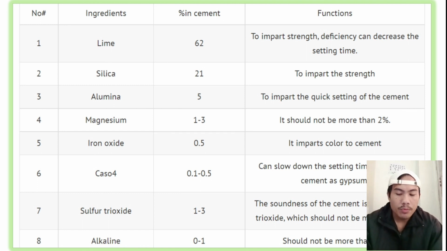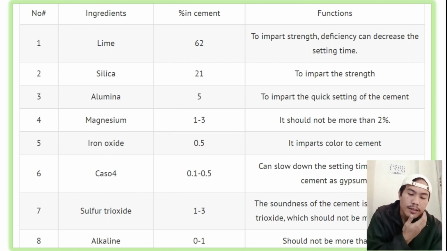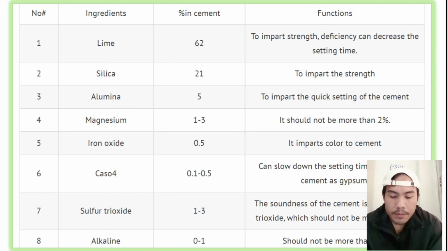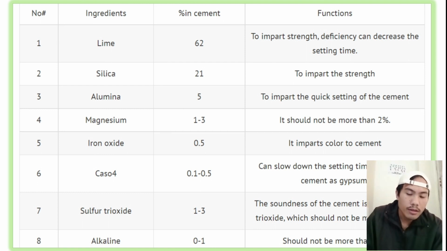So, number 2, silica. Silica has 21% in cement. The function is to impart the strength. Number 3, alumina. Alumina has 5% in cement. The function is to impart the quick setting of the cement.